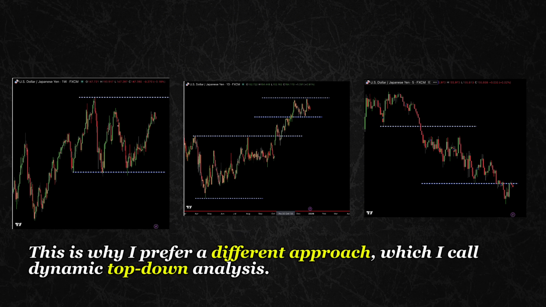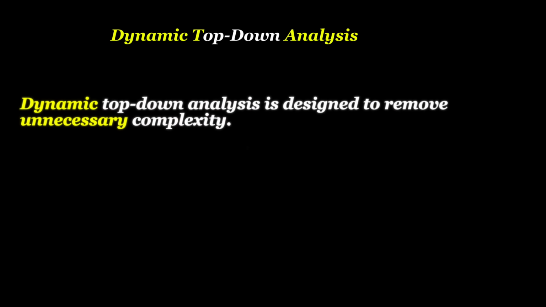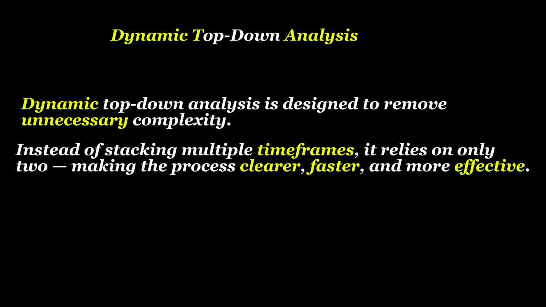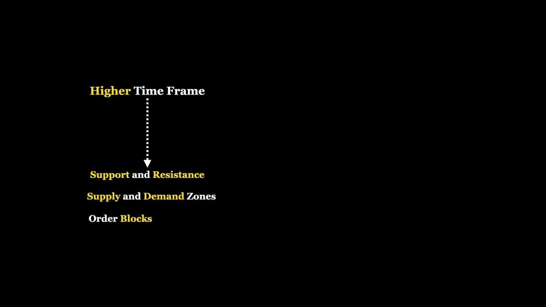This is why I prefer a different approach, which I call dynamic top-down analysis. Dynamic top-down analysis is designed to remove unnecessary complexity. Instead of stacking multiple time frames, it relies on only two, making the process clearer, faster, and more effective. The idea is simple. You begin with a higher time frame to identify the most important areas in the market. This includes major support and resistance levels, supply and demand zones, and order blocks, areas where price is most likely to react. These zones define the market context and provide a clear directional framework.